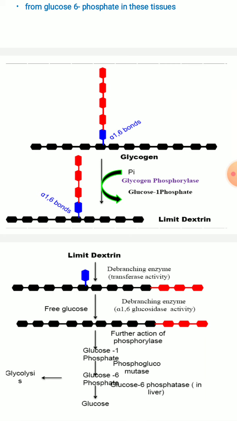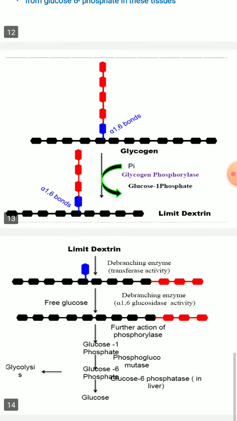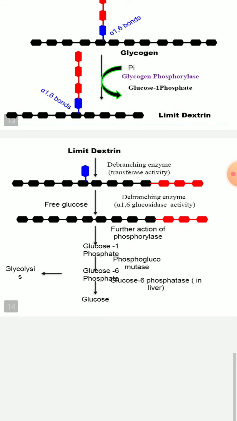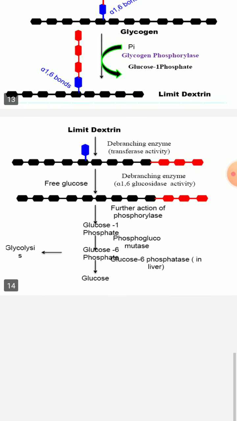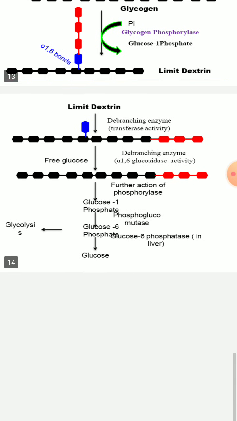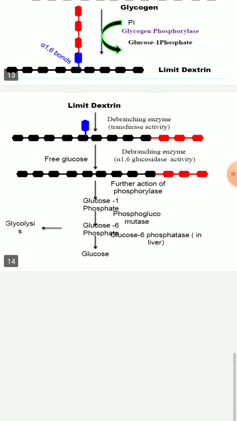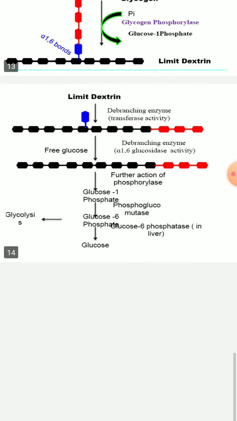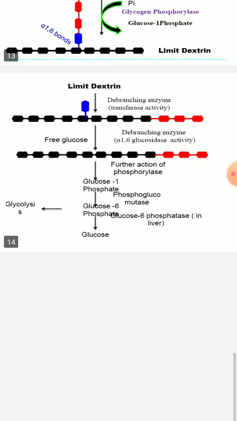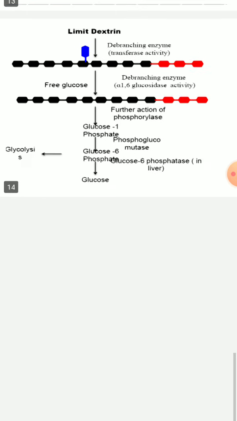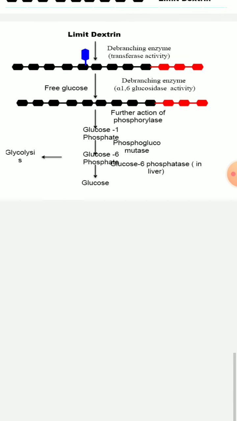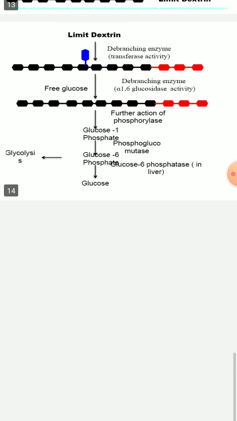So you can see the glycogen acted upon by the enzyme glycogen phosphorylase, up to the alpha 1,6 bond linkage, to form limit dextrins. You can see the debranching enzyme activity as well as the transferase activity, which I have explained. The free glucose molecule is released by the glucosidase activity, because alpha 1,6 bond is cleaved and free glucose is released. Further, this linear form of glycogen is acted upon by the same enzyme, glycogen phosphorylase, to form glucose 1 phosphate.